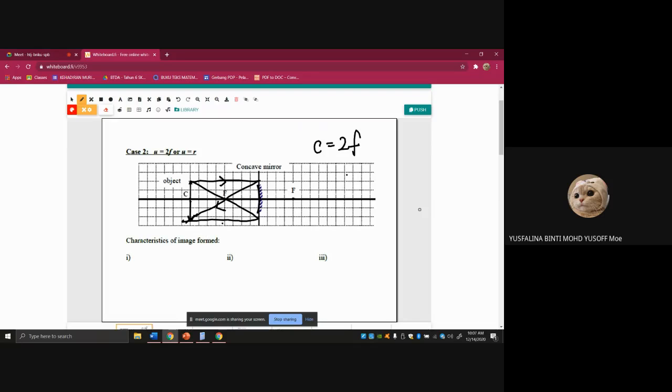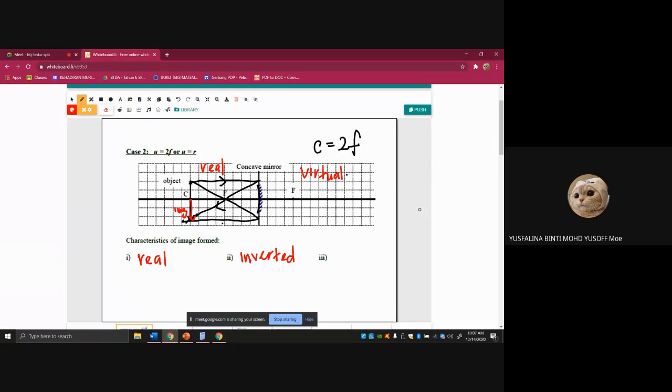Now you have to state the characteristics of the image formed. For the mirror, if the image is formed behind the mirror, this one should be virtual, and this one should be real. Since the image is formed in front of the mirror here, the first characteristic is real. So this is the image, right? This one is real. And then whether it's upright or inverted, this one should be inverted.